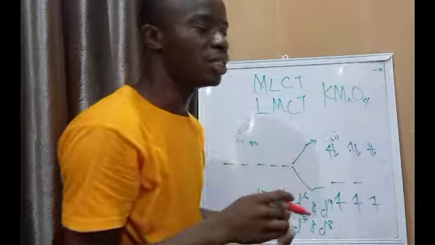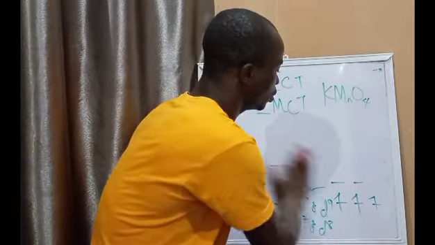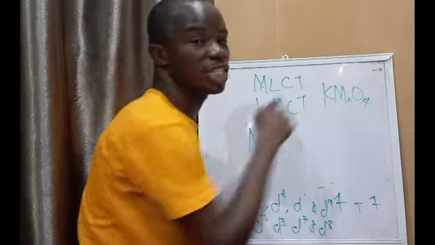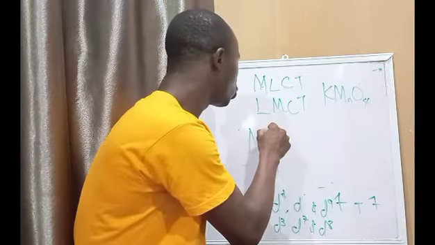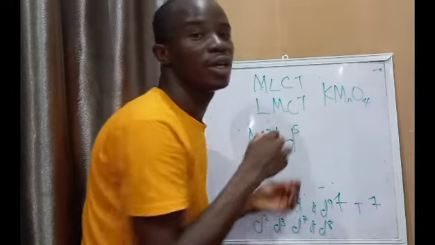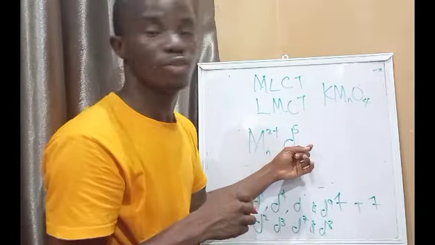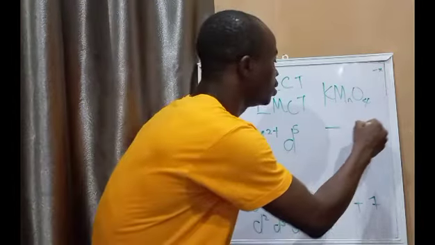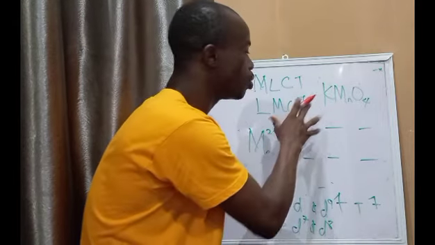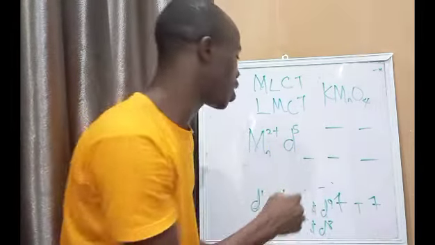An example of this particular absorption is seen in potassium permanganate, which is MnO4. Normally Mn2+, which is the metal in this particular compound, is a what? Is a d5 ion. Mn2+ is a d5 ion. So what happens when you have it in an octahedral environment as this?